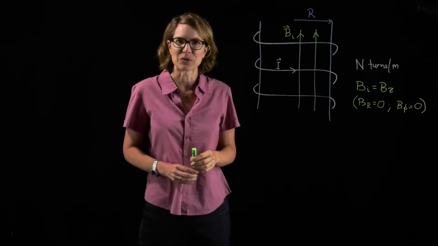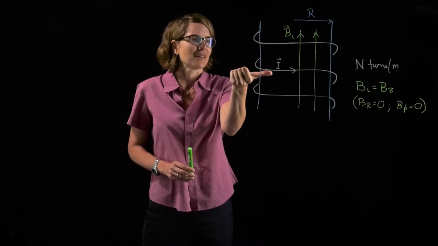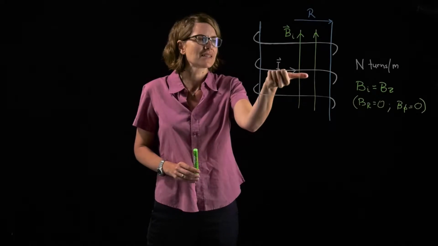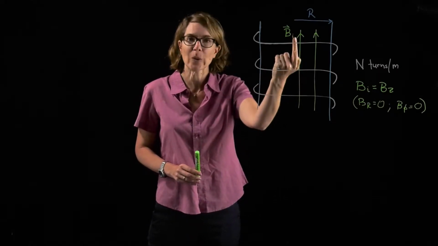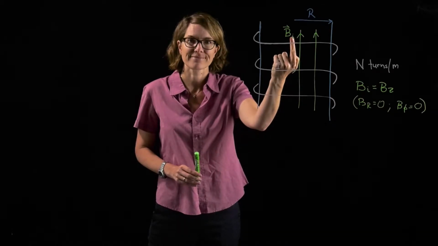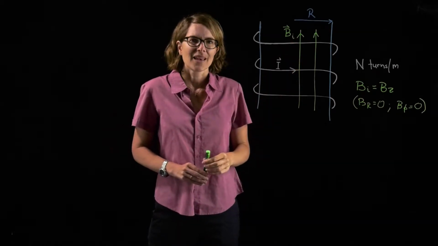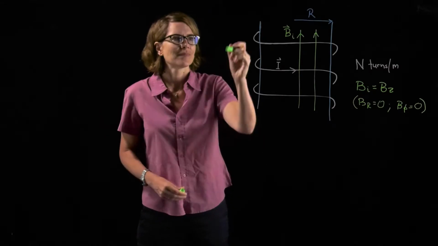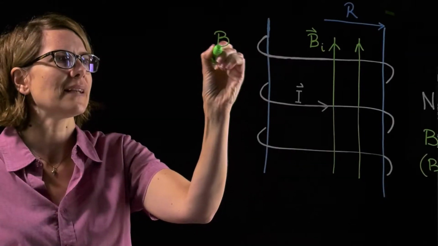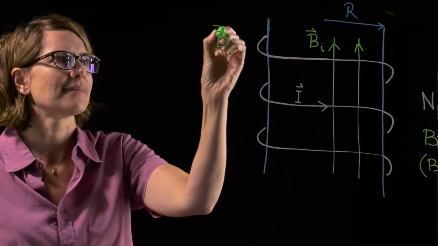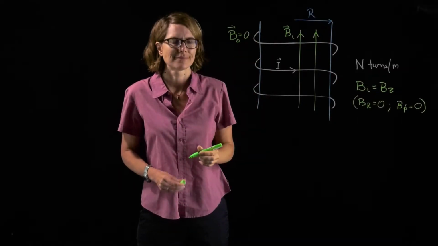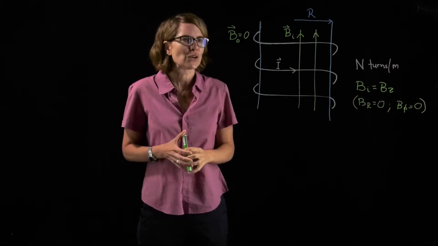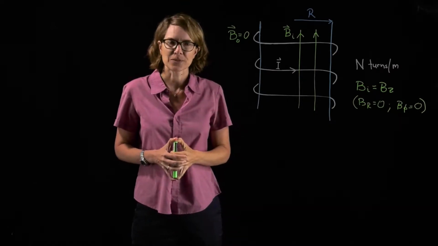From the right-hand rule, thumb pointing along the current, it follows that the magnetic field inside should point upwards. Outside, we expect our magnetic field to be vanishingly small. So this is what we know from general knowledge.